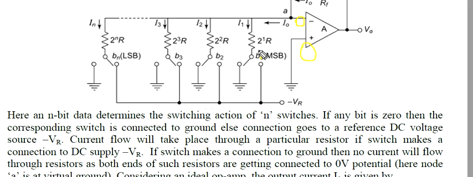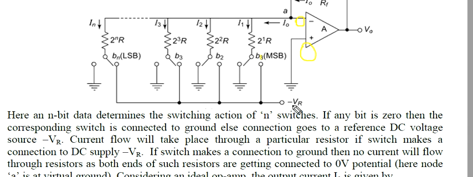If any bit is 0, then the switch is connected to ground. If any bit is 1, then the switch is connected to this reference voltage VR. This is very important. If any bit is 0, then this corresponding switch is connected to ground. If any bit is 1, then the switch is connected to VR. That is a reference voltage VR.